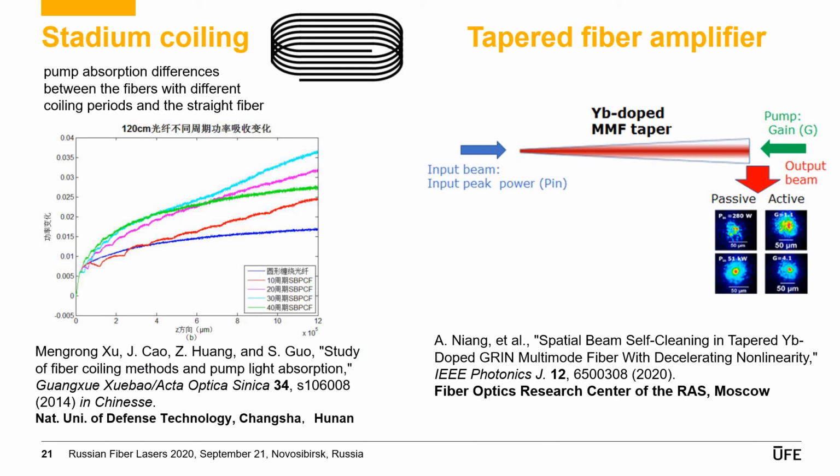I would like to mention also theoretical work about stadium coiling. It is somewhat similar to the kidney-shaped coiling. The theoretical calculations were done by Men Gyeong-hu while she was at the National University of Defense Technology in Hunan. And another case is a tapered fiber amplifier, where the heating effects are mitigated at the pump end thanks to using a thicker fiber.